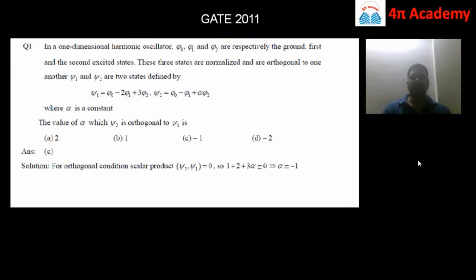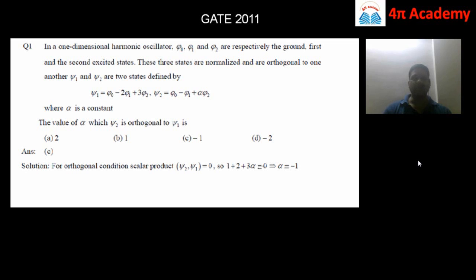Let us look at the first problem from the GATE 2011. The question is, in a one-dimensional harmonic oscillator, phi 0, phi 1 and phi 2 are respectively the ground, first and the second excited states. These three states are normalized and are orthogonal to one another.